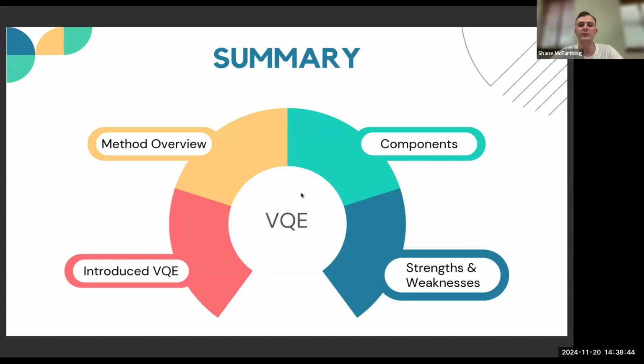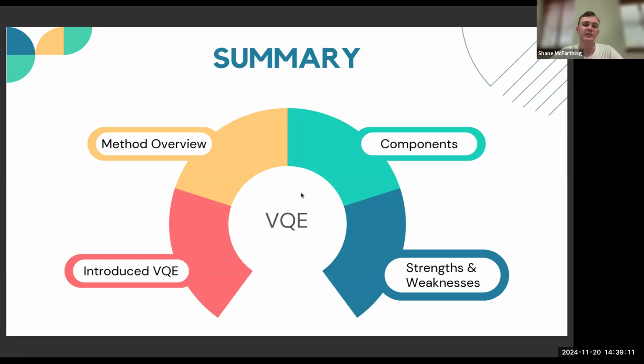So it's the Hamiltonian, which is a crucial component for estimating the energy. We have the ansatz to represent the wave function of the states and to prepare that state on the quantum device. And then we perform our measurements to get the energy, and we use the optimizer to improve that state on the quantum device. And then lastly, we went over some strengths and weaknesses. And that brings us to the end of the lecture.